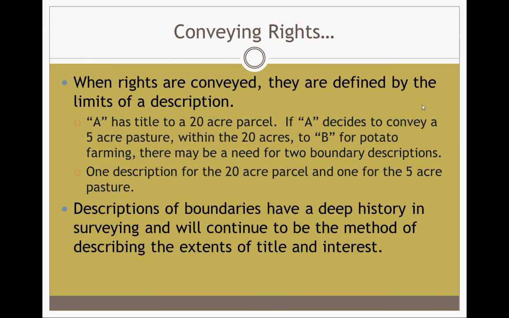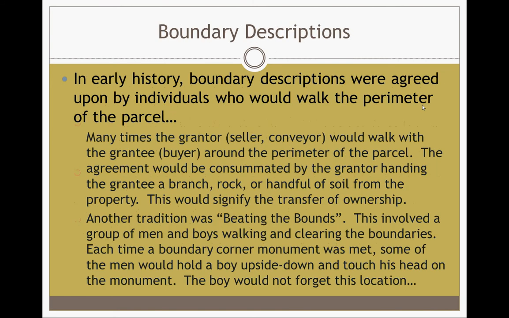Now descriptions of the boundaries have a deep history in surveying, and they will continue to be the method of describing extents of title and interest. There is not a better way other than describing it based on metes and bounds than what we have currently. And this deep history that we have with it is in everybody's mind. When you talk to somebody about transferring land, they think in those terms.